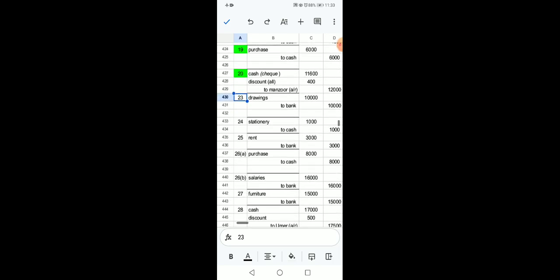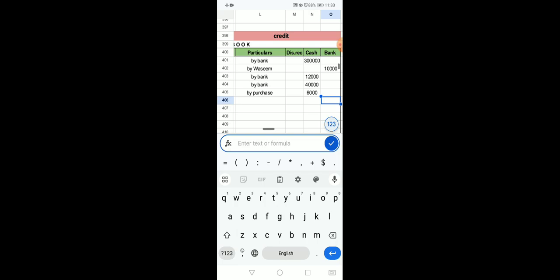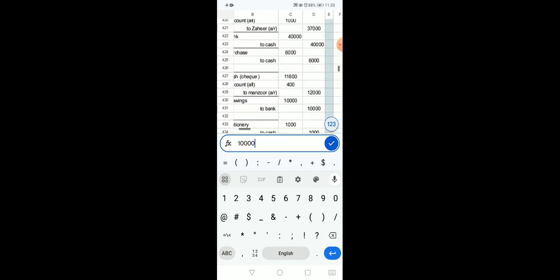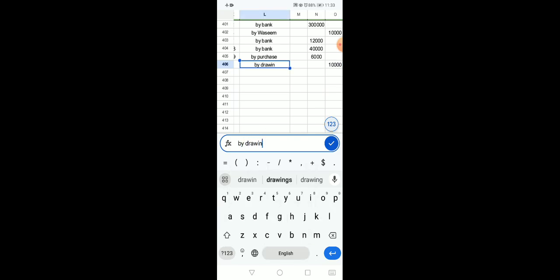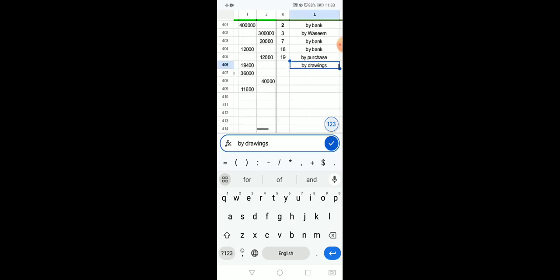And now entry number 23. There are two elements, but only one element which we are related with, that is bank. Bank is credited by 10,000. So you will go to the credit side of the bank and write the amount, which is 10,000, right over here. And now see its reference, which is drawings. So write down here by drawings, and now see the date, which is 23. Put 23 over here.